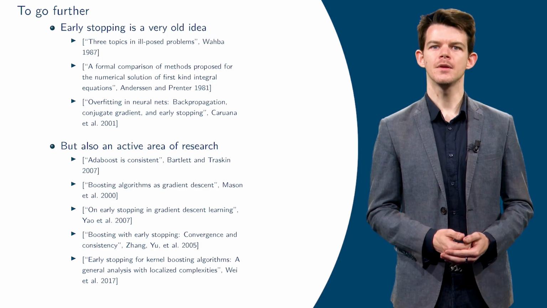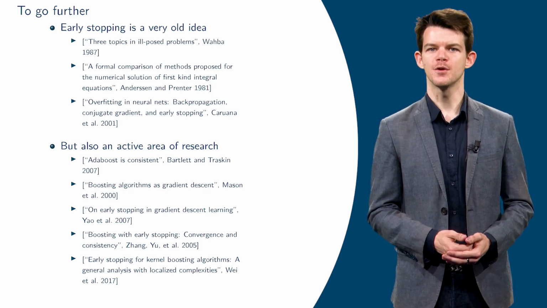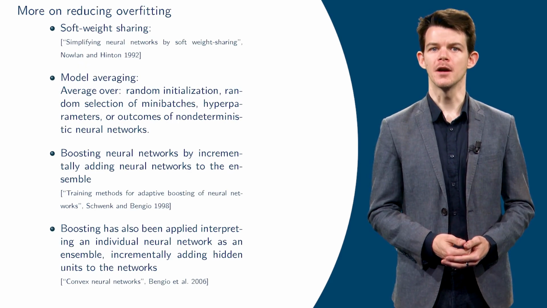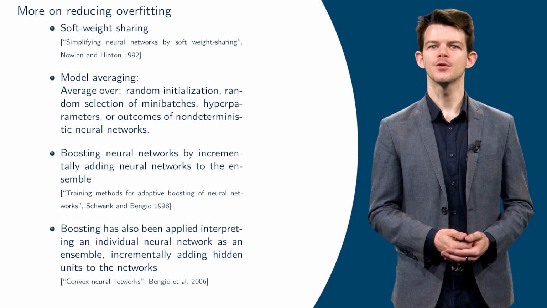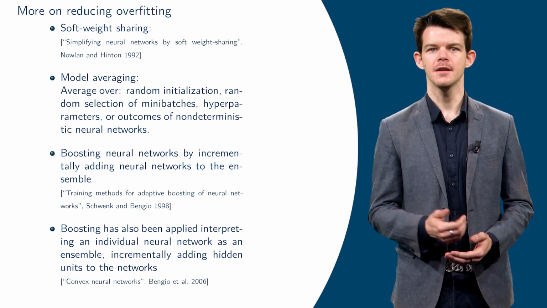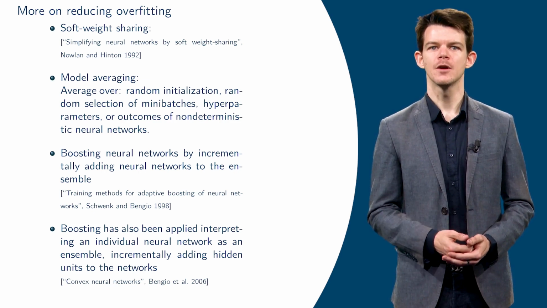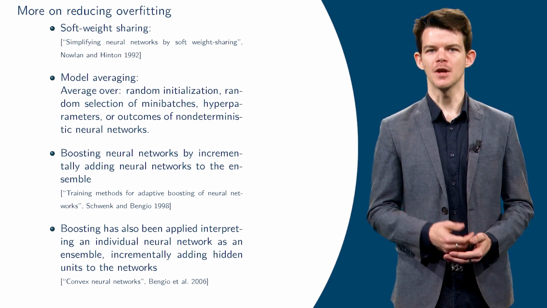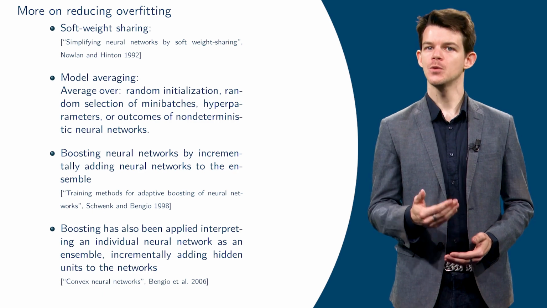Early stopping is an old idea, but remains an active area of research. Several research papers are listed here if you want to know more about it. There exist other ways to reduce overfitting in neural networks by, for example, using soft weight sharing, as in CNN, averaging several models, we have seen that dropout is one possibility, or applying boosting, a type of sequential aggregation, to neural networks.